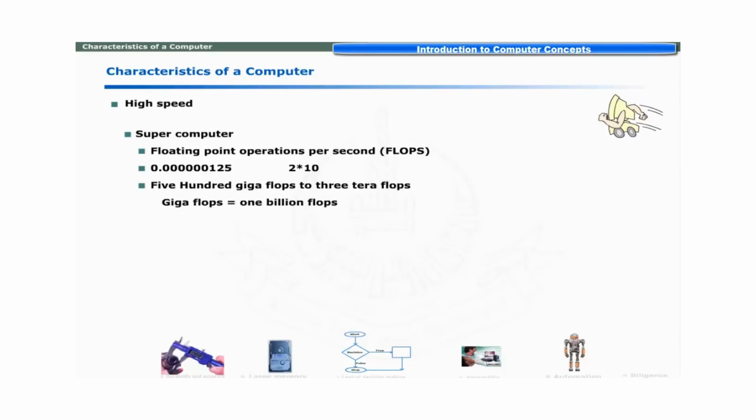A gigaflop is 1 billion flops and a teraflop is equal to 1 trillion flops.